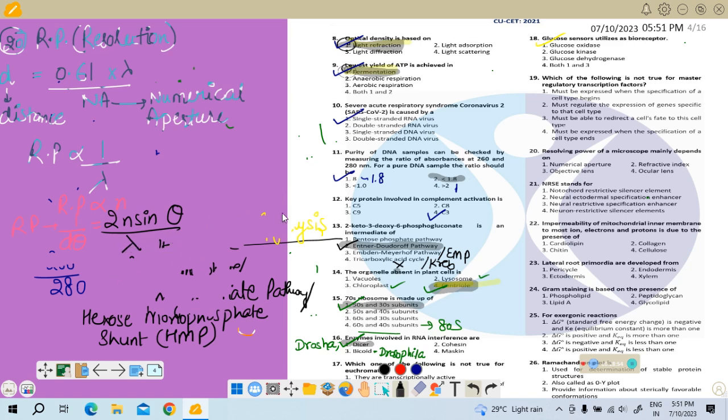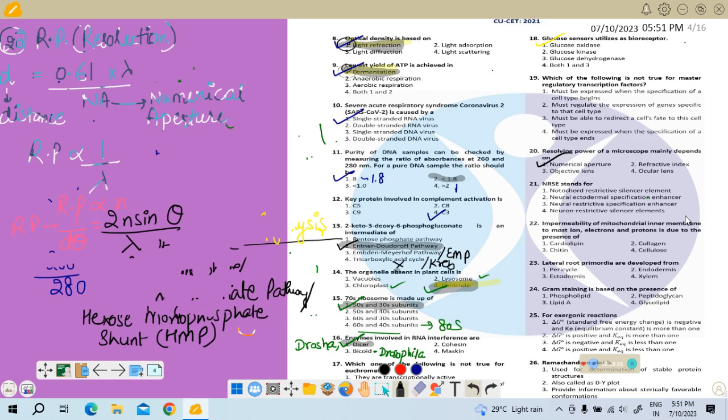Okay, so now here they are talking about resolving power. It depends on, see, objective lens, ocular lens, it is not there. Then wavelength is there and numerical aperture is there, angle theta is also there. So here numerical aperture. If they talk about refractive index, that is about reflection and refraction.